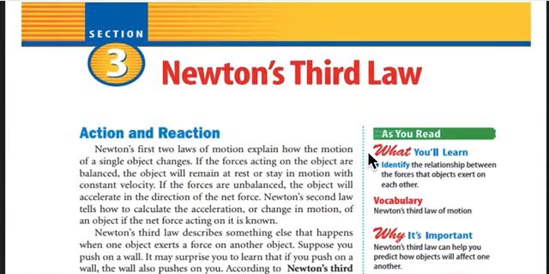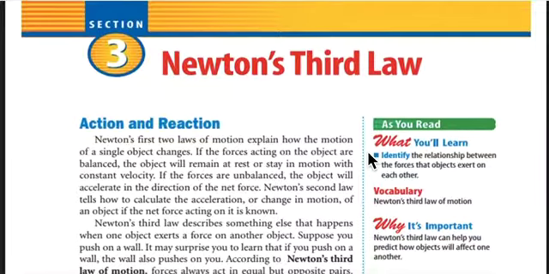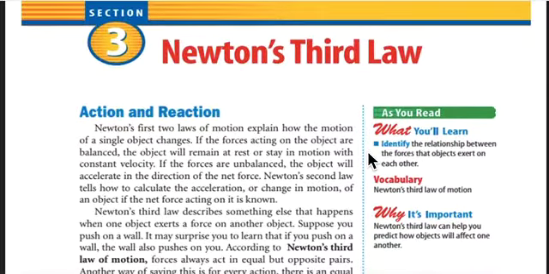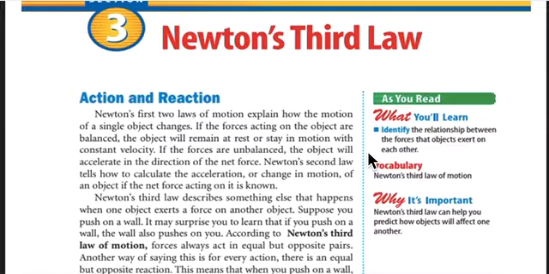Action and reaction. Newton's first two laws of motion explain how the motion of a single object changes. If the forces acting on an object are balanced, the object will remain at rest or stay in motion with constant velocity. If the forces are unbalanced, the object will accelerate in the direction of the net force. Newton's second law tells us how to calculate acceleration, or the change in motion of an object, if the net force acting on it is known.